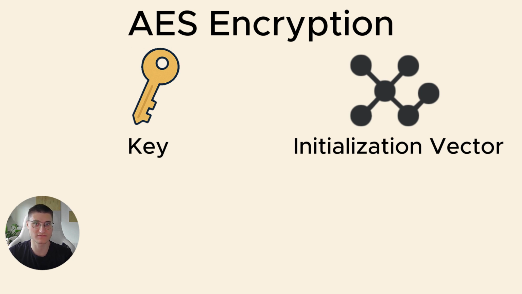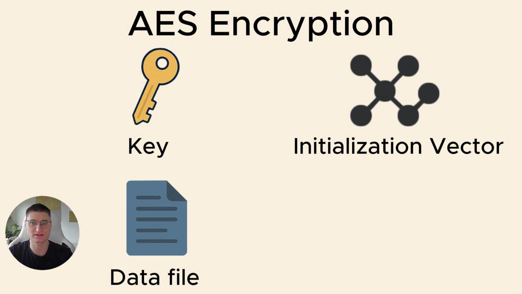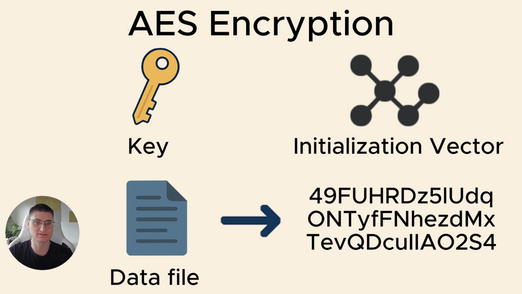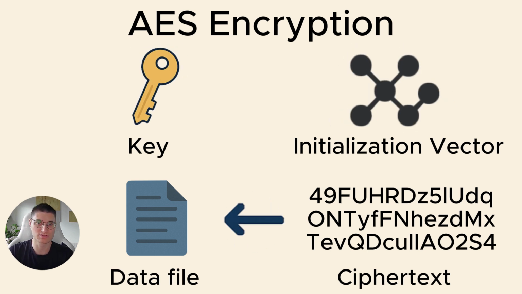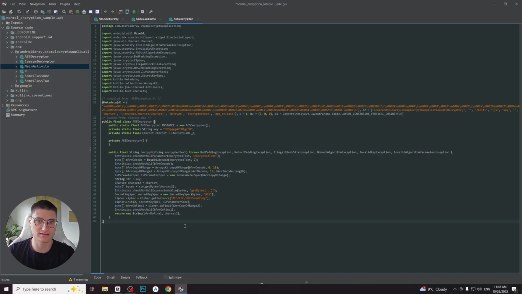It ensures that even if you encrypt the data twice with the same key, the results will be completely different. Then AES takes your data, such as text, files, or passwords, and transforms it to an unreadable code using several rounds of substitution and mixing. The result is called cipher text, which looks like random characters. When you want to read it again, AES uses the same key and vector to reverse the process and get your original data back. So to decode AES, we will need the key and the initialization vector.